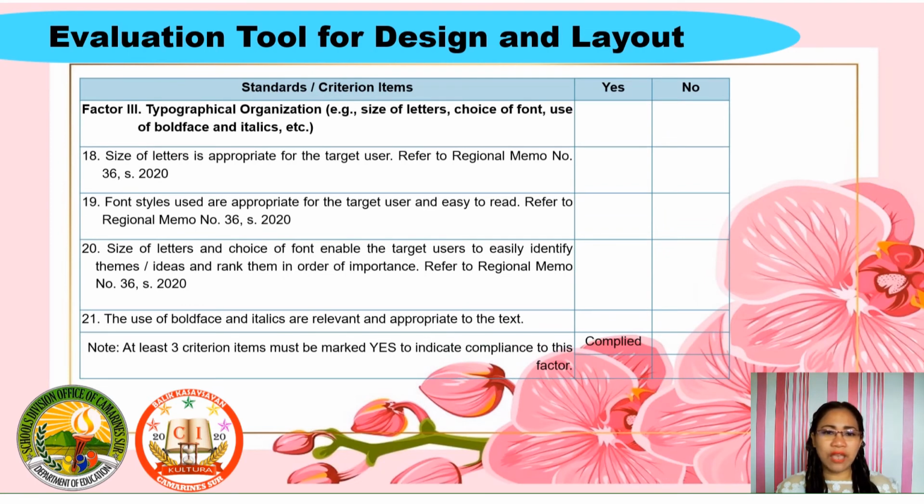Then, for the third factor, the typographical organization, such as the size of the letter, choice of font, use of boldface and italics, etc. The size of the letters is appropriate for the target user. It refers to the Regional Memo number 36, Series 2020. Font style used are appropriate for the target user and easy to read in reference to the Regional Memo number 36, Series 2020. Size of letters and choice of fonts enable the target user to easily identify themes, ideas, and rank them in order of importance. Then, the use of boldface and italics are relevant and appropriate to the text. At least 3 criterion items must be marked yes to indicate the compliance to this factor.